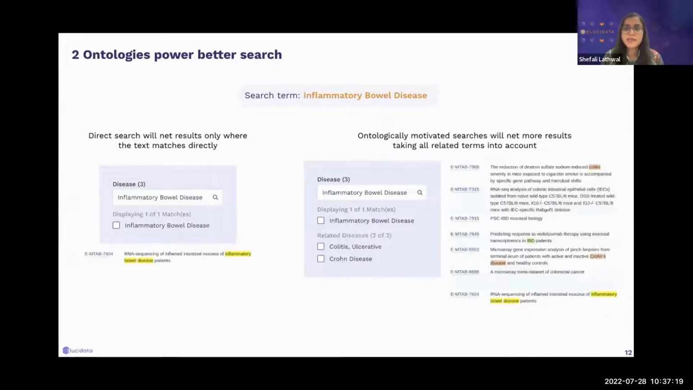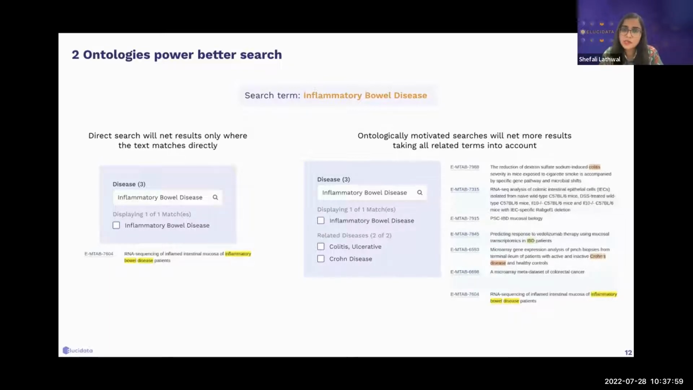Now, a second really big advantage that ontologies provide us is that they help us make the search experience on our platform a lot better. The data that I just spoke about that we curate using ontologies is put on a data platform where all of this data can be searched. So if we search for a term such as inflammatory bowel disease on a platform that does not use ontologies, as you can see on the left of this slide, then we will only get results based on direct text matches.